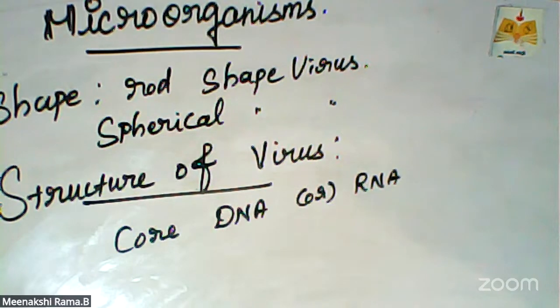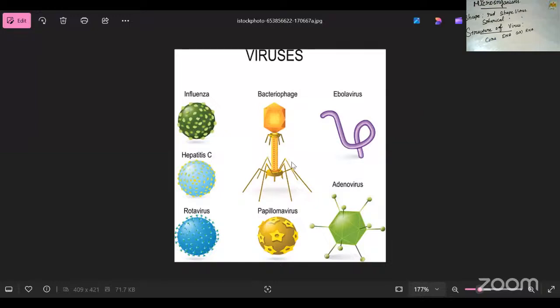I am going to share the virus pictures. These are all different kinds of viruses: influenza, hepatitis C, rotavirus, papillomavirus, adenovirus, ebolavirus, and then bacteriophage. In the bacteriophage, this part is the core DNA. This kind of virus is called a bacteriophage.